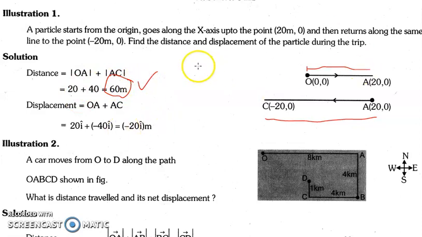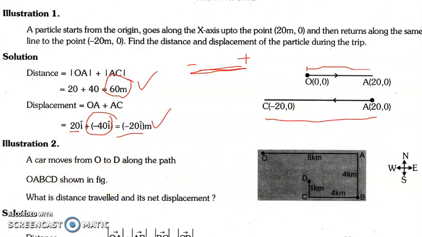And in the same way, since we are moving only along the x-axis, it will be measured in terms of i cap. Let's say this direction is positive and this is negative, so it will be 20 i cap positive plus minus 40 i cap. So the displacement vector would be minus 20 i cap. Okay, so this is a question you all can try.